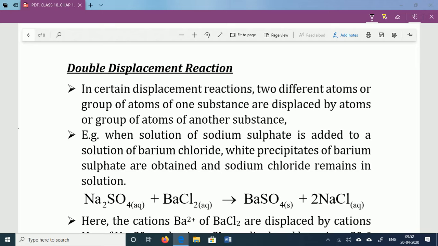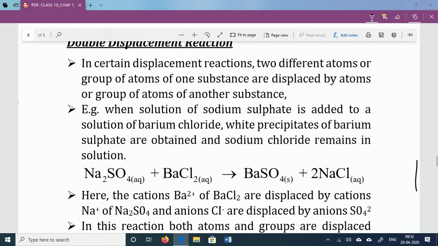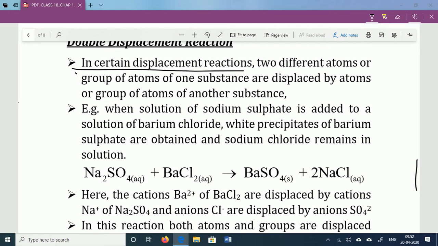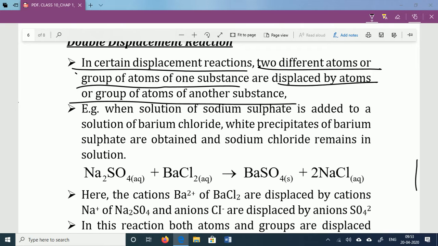So in a double displacement reaction, two different atoms or groups of atoms of one substance are displaced by the atoms or groups of atoms of another substance, then this reaction should be called a double displacement reaction. A very simple example is Na2SO4 solution, that is called sodium sulfate.